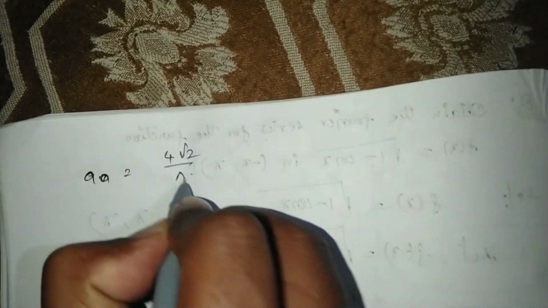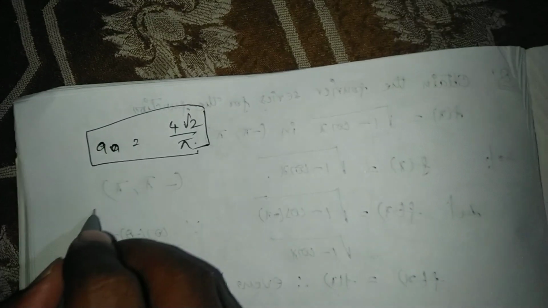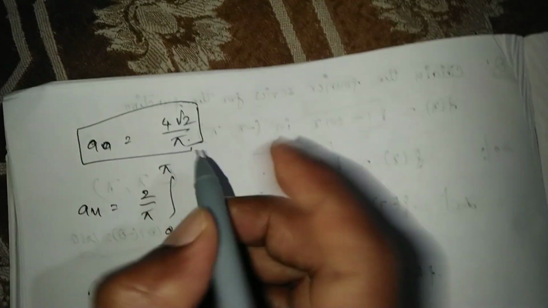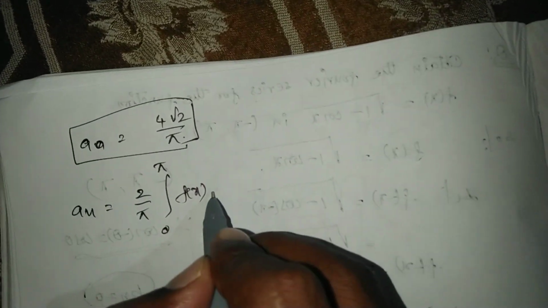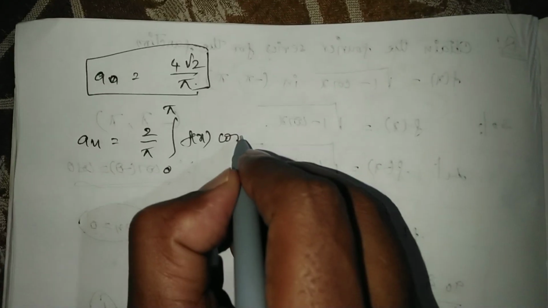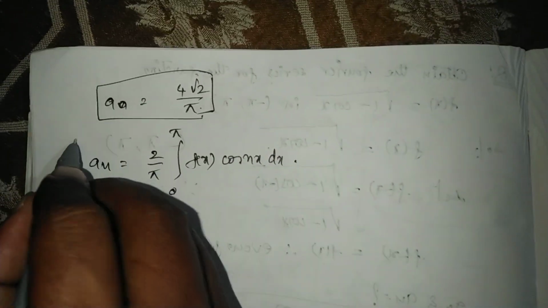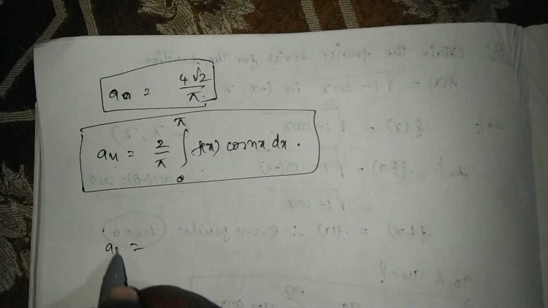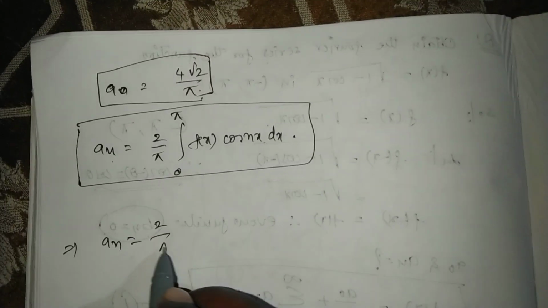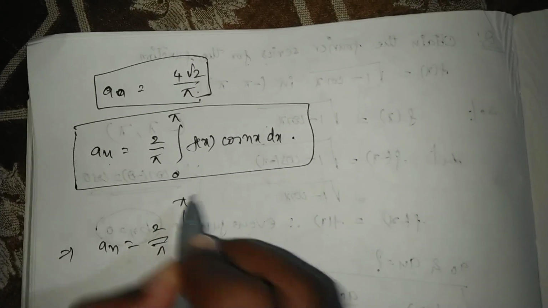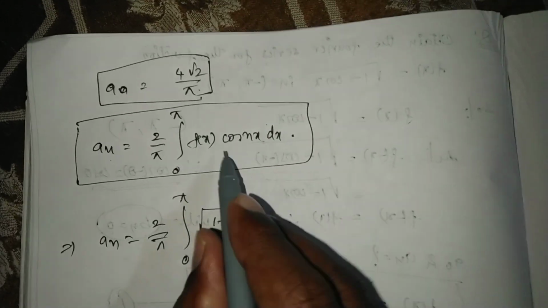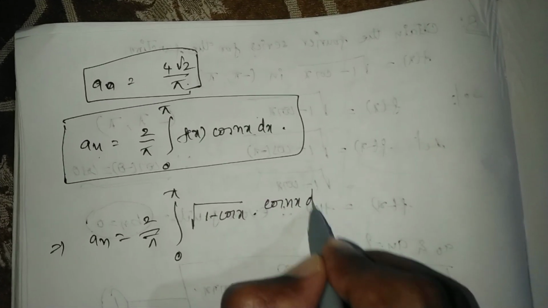a₀ is equal to 4√2/π, keep it aside. Next we need to find the aₙ value. The aₙ formula is 2/π ∫ from 0 to π of f(x) cos nx dx. This is the a₀ formula. So here aₙ is equal to 2/π times the integral from 0 to π of f(x), whose value is √(1 − cos x), times cos nx dx.